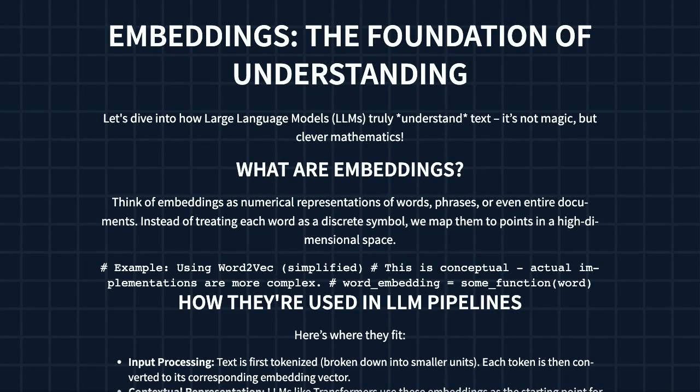Okay, so LLMs don't just see words as isolated symbols, they understand them as points in a multi-dimensional space. These points are called embeddings. Think of them like coordinates that capture the meaning and relationships between words. When we feed text into an LLM, it first breaks it down into smaller pieces, tokens, and then converts each token into its own embedding vector. These vectors create a rich representation of the input, allowing the model to understand context and make predictions. It's like giving the LLM a map of how words relate to each other.